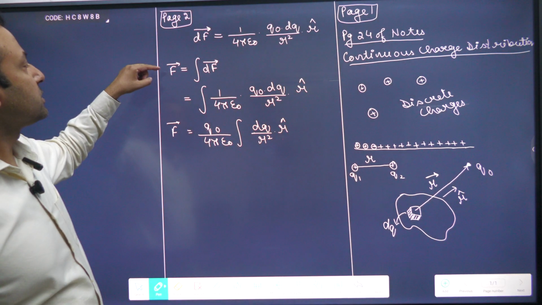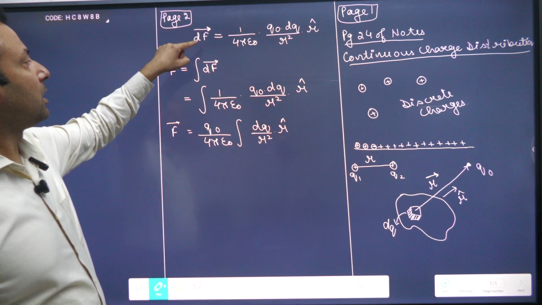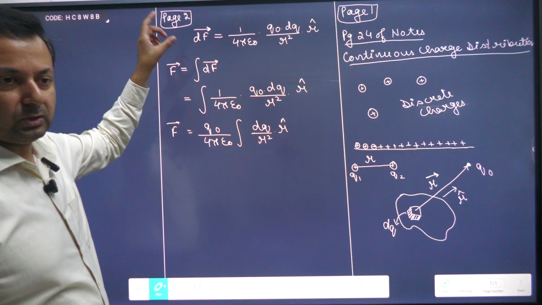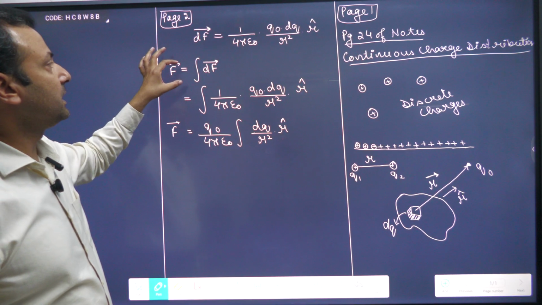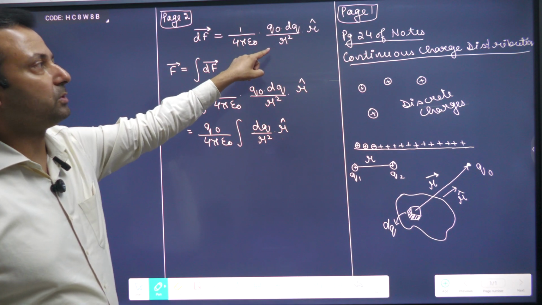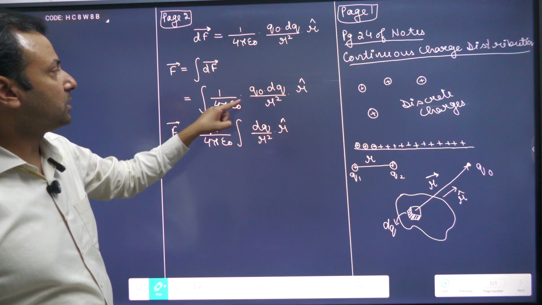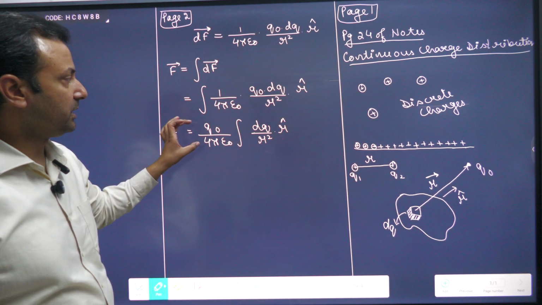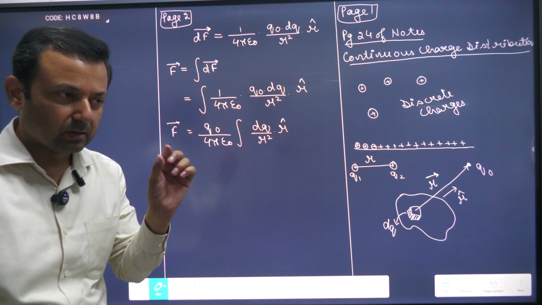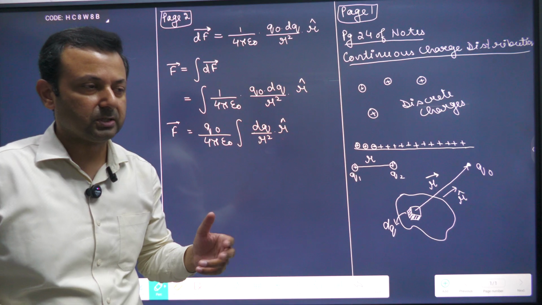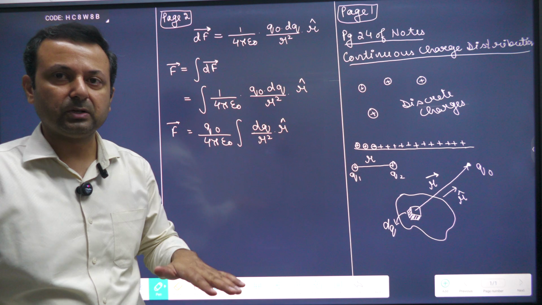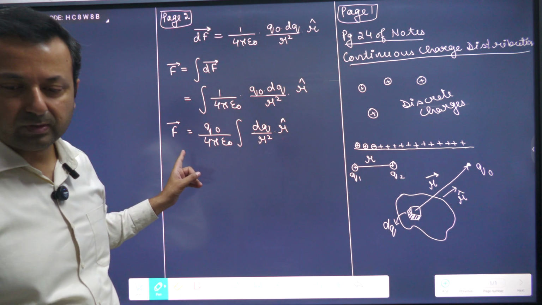So what will be the complete force? We have calculated dF here, and with the help of dF, if we want to calculate the total force, then we have to integrate dF. So the integration of dF, what is dF? 1 upon 4 pi epsilon naught q naught dq upon r square r cap. So q naught upon 4 pi epsilon naught is a constant which can be taken out of the integration. If we do not have discrete charges, discrete meaning separate charges, but continuous charges, then for continuous charges, Coulomb's law will be written like this.